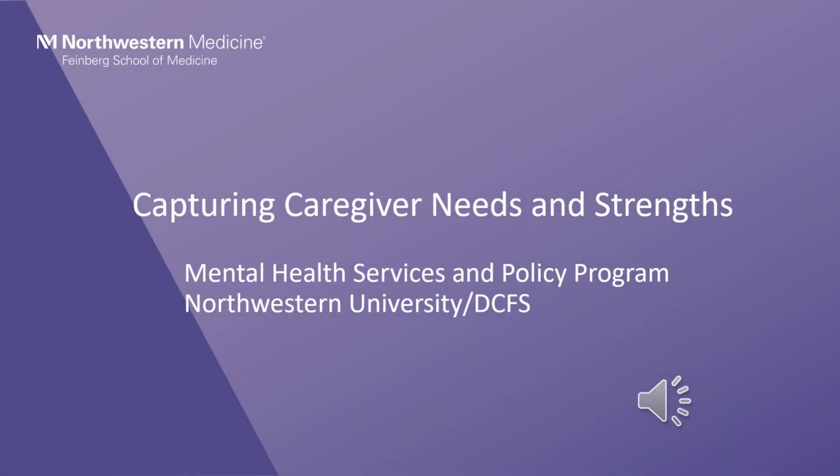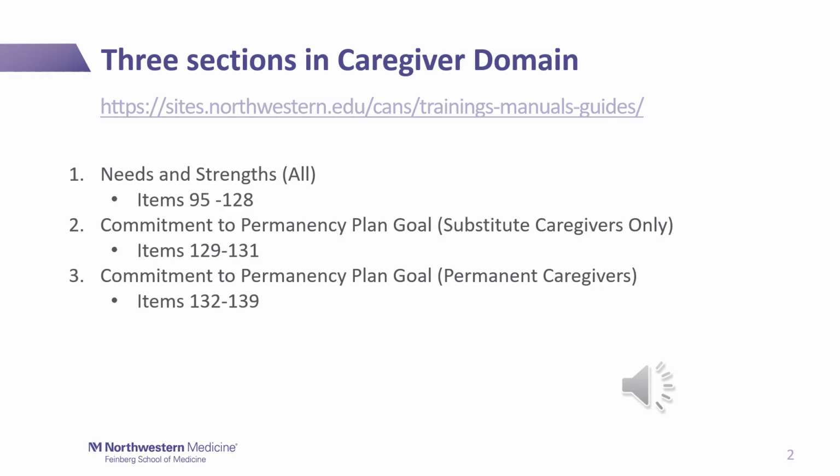In this on-demand tutorial, we will be reviewing how to capture caregiver needs and strengths in the CANS. When looking at the caregiver domain, we see that there are three sections. The first is needs and strengths, which is all items 95 through 128.